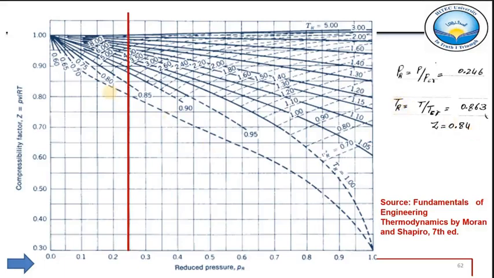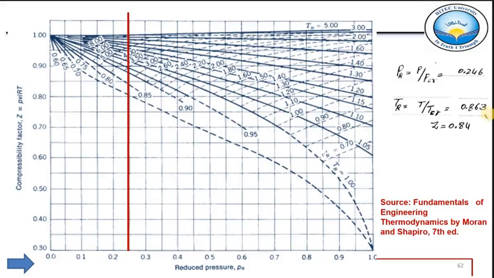The second is TR. So these are the TR lines. All these are TR lines, and these are VR lines, the reduced volume lines, which we will study later on. These dotted lines, these solid lines in this direction, are TR lines. So what is the TR value? 0.863. This is 0.8, this is 0.85, 0.9, 0.95 TR lines. So all these are TR lines.